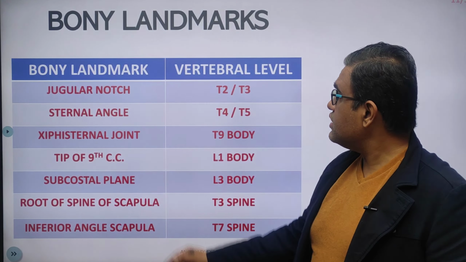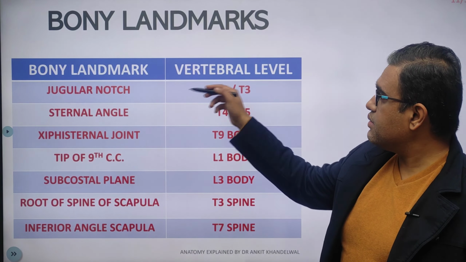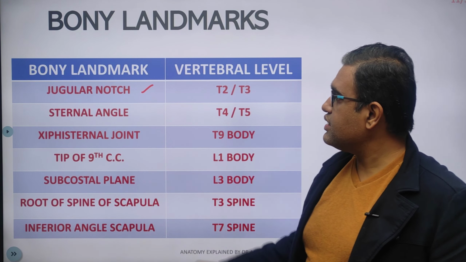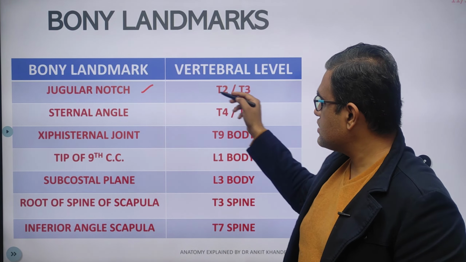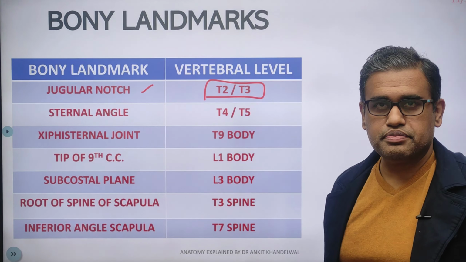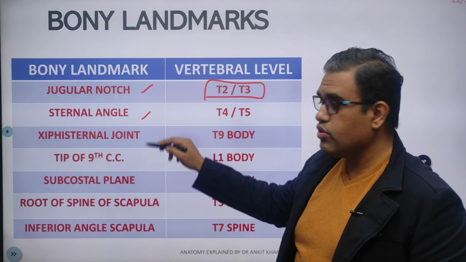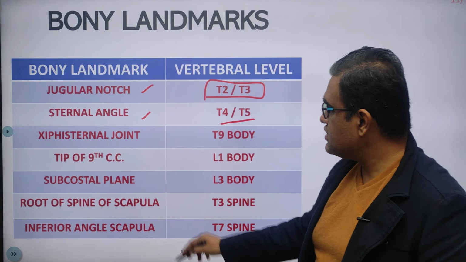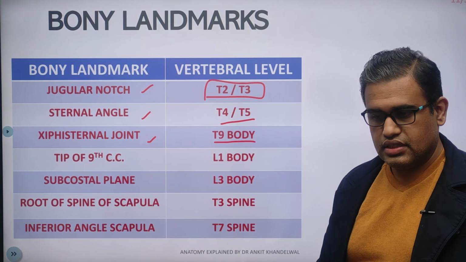Now we'll see what are the various vertebral levels. That is a very important table. These are all the bony landmarks with their vertebral levels. Let us see one by one. Jugular notch, we have seen what that was. That was the suprasternal notch right over here. Lying where? If you trace it posteriorly, it lies in the disc between T2 and T3, the second and third thoracic vertebrae. Then the sternal angle, the angle of Louis, is at the disc between T4 and T5 normally. Then the xiphisternum or the xiphoid process is at the body of T9. That is the vertebral level.